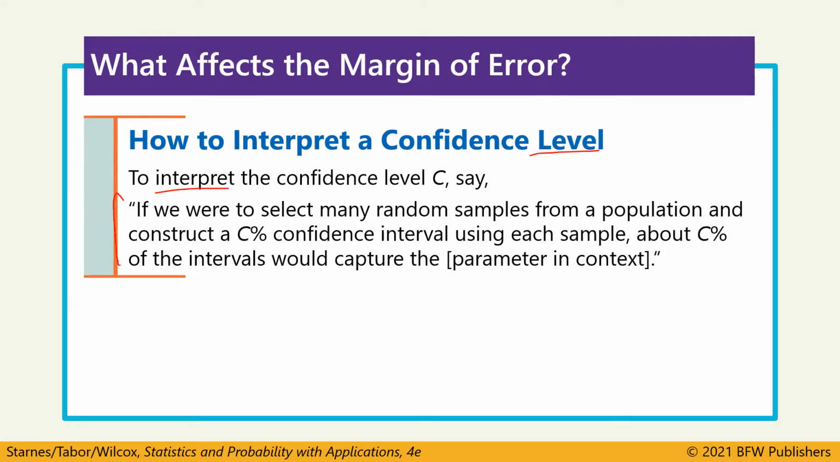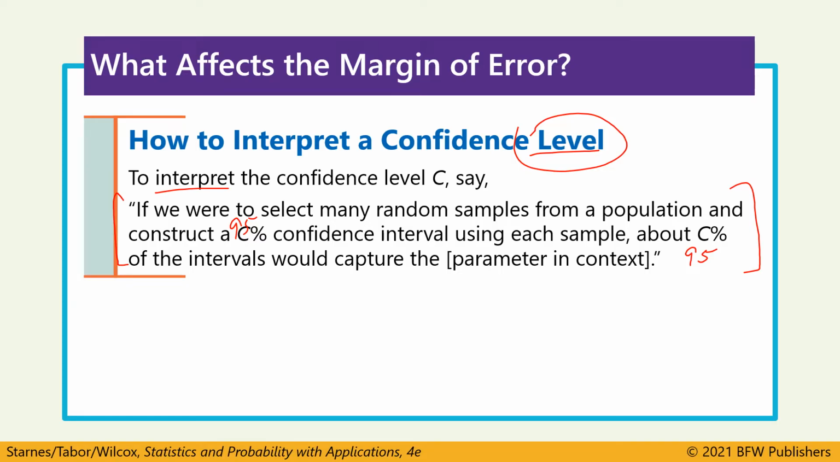That's the confidence level, and we're often going to be asked to interpret that level, and we're going to do so with a form answer, just like we do when we're asked to interpret the confidence interval. So if we're asked to interpret the confidence level, we would say something like this: if we were to select many random samples from a population and construct a 95% confidence interval using each sample, about 95% of the intervals would capture the true proportion of adults who would rate healthcare as their primary concern.